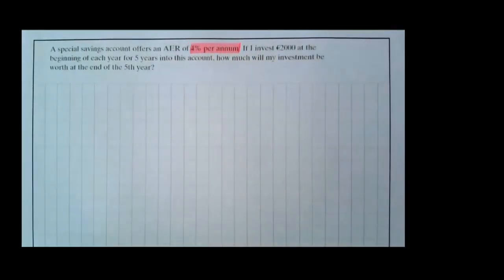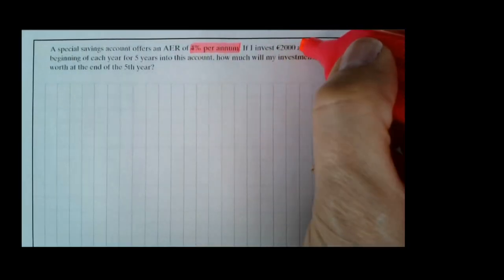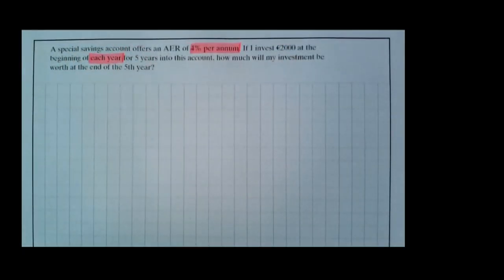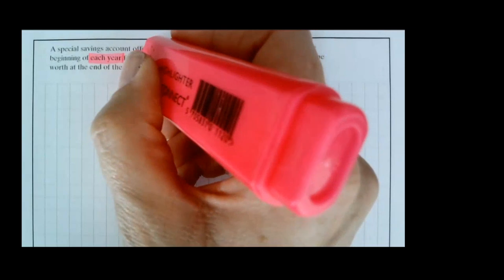Okay, so the first thing, as I said before, you want to check your rates. So I have an AER, which is a 4% per annum. And I'm investing at the beginning of each year. So it's a yearly investment, so that matches. And the time frame is 5 years. Okay, super. I have a yearly rate. I am investing each year and it's over 5 years. So we are matching up totally there. So this is going to be another future values series question, okay?